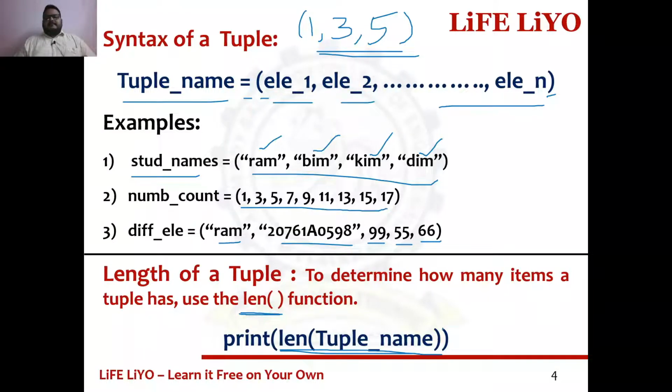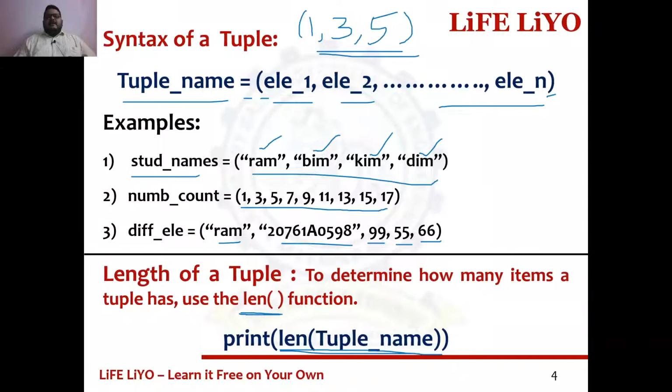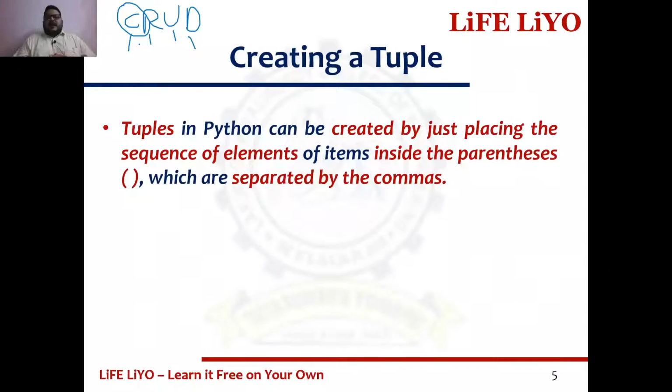Now, first and foremost, in CRUD operations, CRUD means create, read or retrieve, update, delete. Now the first one is creating a tuple. How can we create a tuple? We have seen just now that a tuple is a collection of elements where all the elements are kept inside the parentheses and each element is separated by a comma.